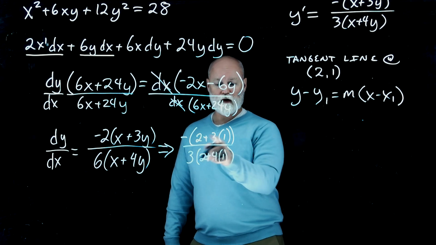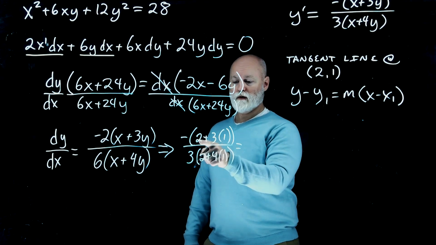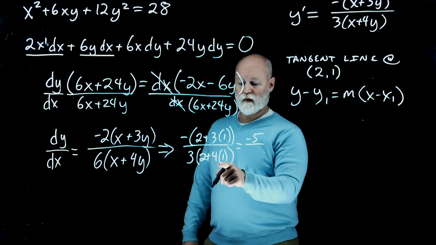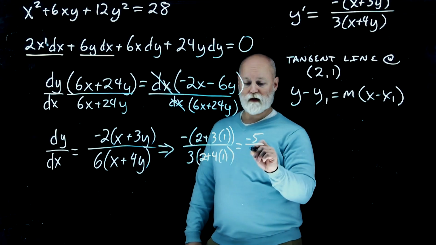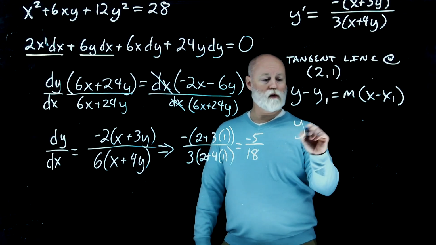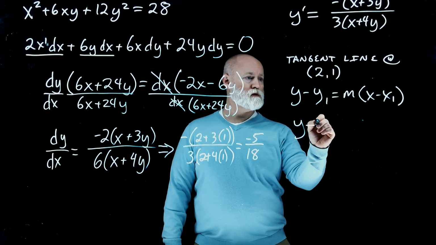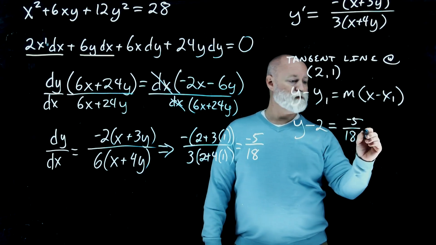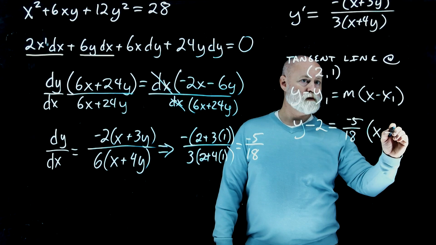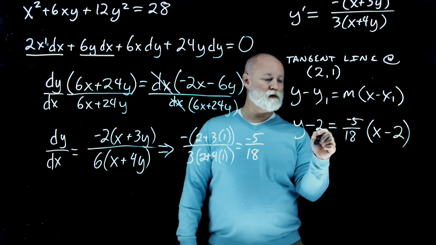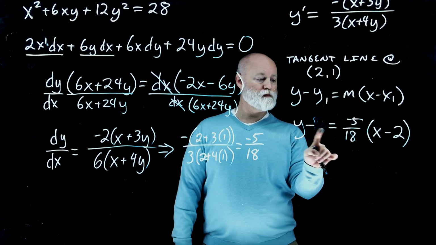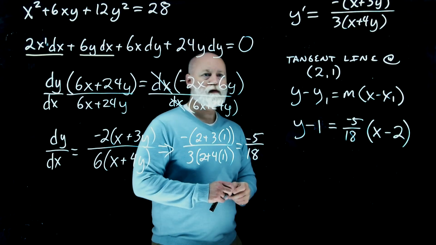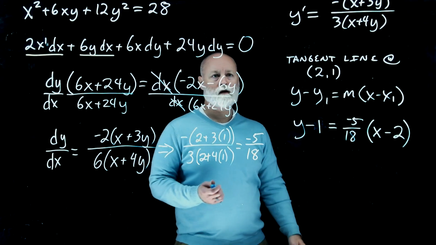All right? And when I do that, I end up with 2 plus 3, which is 5. So it's negative 5 over, and here we got 4 plus 2, which is 6, times 3, which is 18. So that's 18. So now I have y minus 2 equals negative 5 over 18 x minus 2. I put the wrong value there. So this is not 2. That's 1, right?